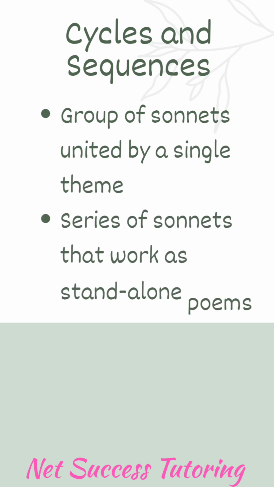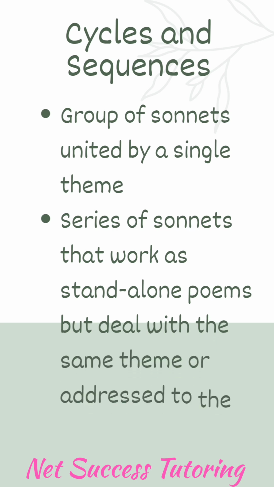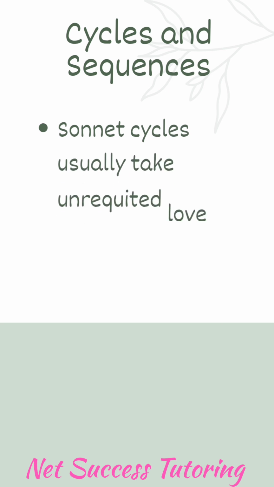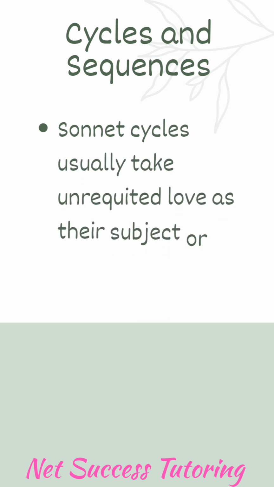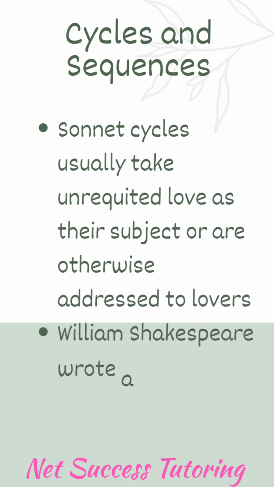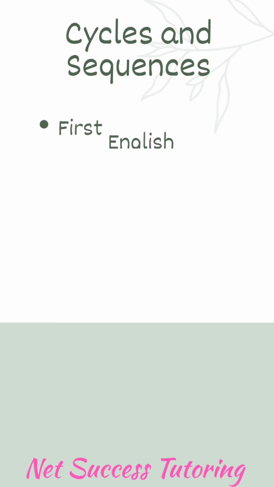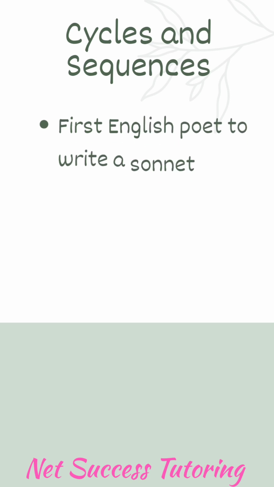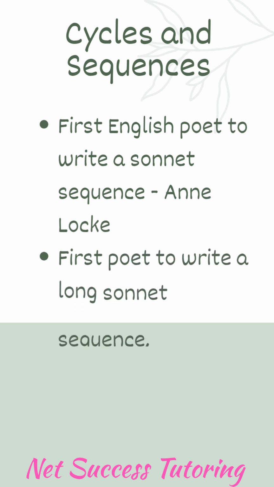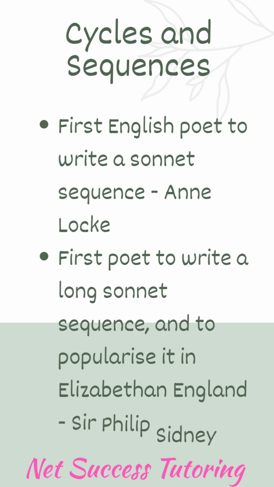A series of sonnets that work as standalone poems but deal with the same theme or are addressed to the same person. Sonnet cycles usually take unrequited love as a subject or are otherwise addressed to lovers. William Shakespeare wrote a sequence of 154 sonnets. The first English poet to write a sonnet sequence was Anne Locke. The first poet to write a long sonnet sequence and popularize it in Elizabethan England was Sir Philip Sidney.